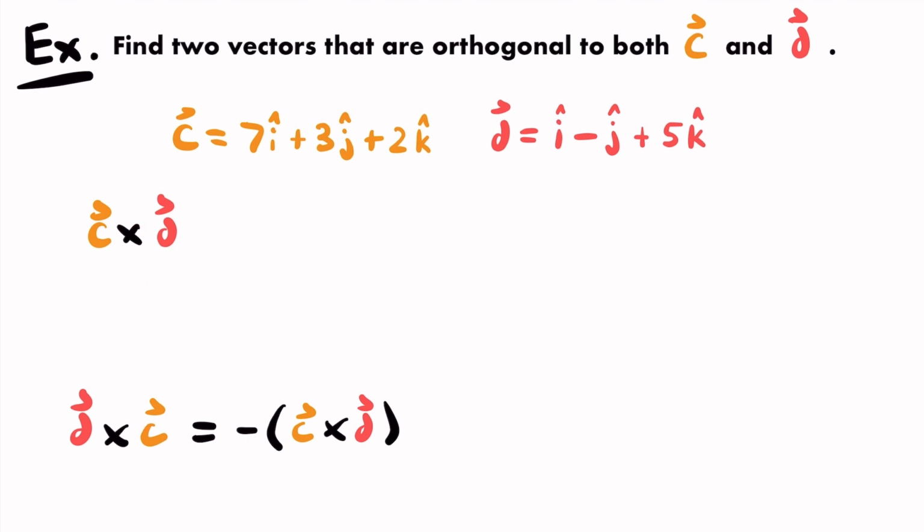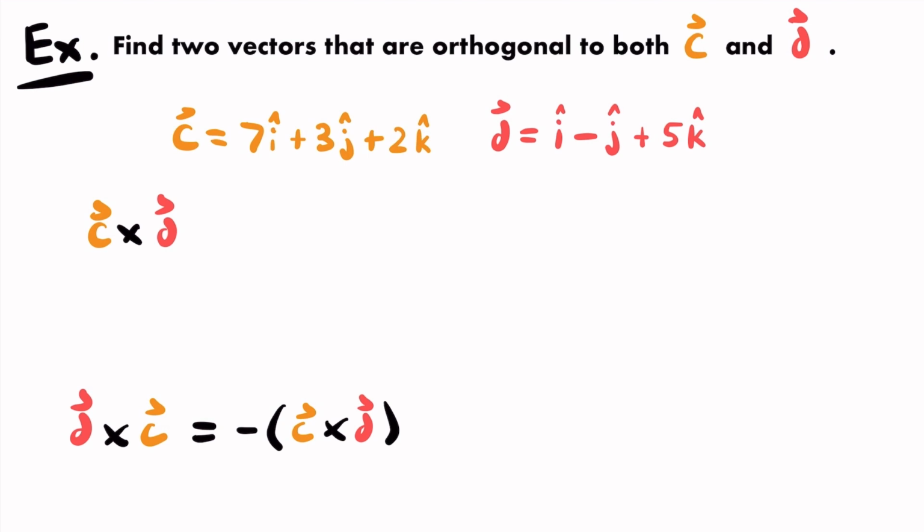Because remember, the cross product of two vectors will give us a vector that is orthogonal to both vectors involved. And so if we want two of them, which is the most that you can have, you're not going to be able to find more than two, then all you have to do is find the reverse of that cross product as well. Okay, so C cross D and D cross C are the only two vectors that meet these requirements of being orthogonal to both C and D. So those are the two vectors that we have to find.